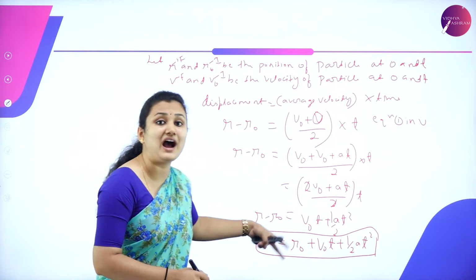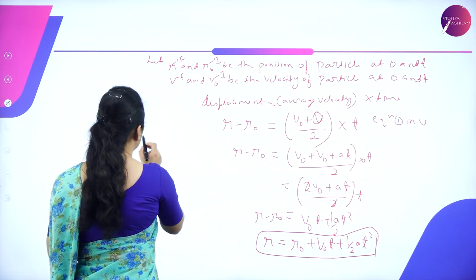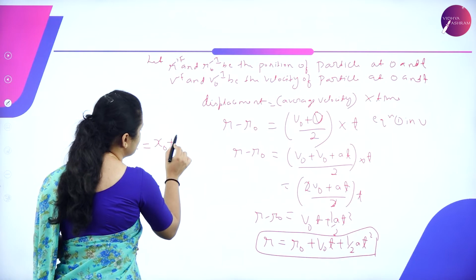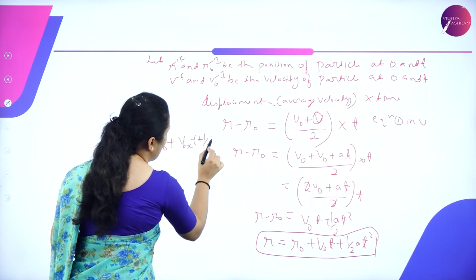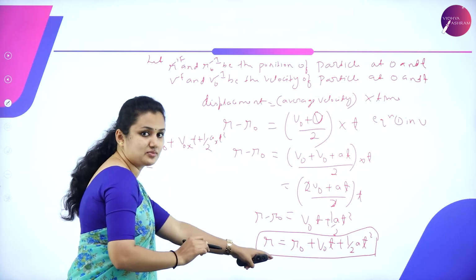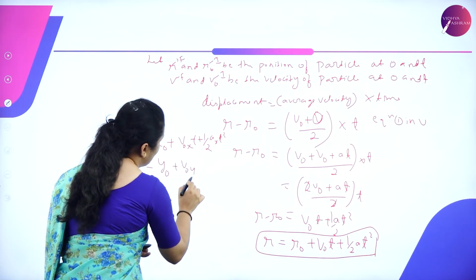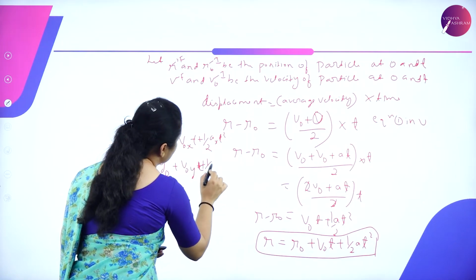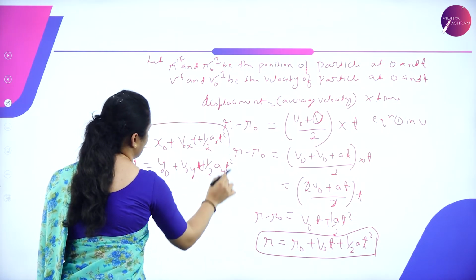Now I want to resolve r in terms of the x component and y component. So how will I write it? Along the x axis, it will be x is equal to x naught plus v naught x t plus half ax t square. And in terms of the y axis, the displacement is resolved into y is equal to y naught plus v naught y t plus half ay t square.